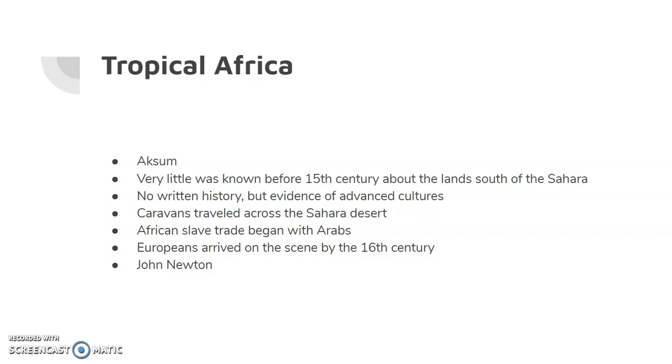And part of this reason has to do with the fact that the nations in this area did not have a written history. And without a written history, it's hard for what happened to be passed down. But archaeologists have found evidence of advanced cultures in the area. People who would have come into contact with these nations would have been caravans who traveled across the Saharan desert. This would have been in the Middle Ages, and they would have interacted with cities like Timbuktu and Gao, and they would have been there for gold and ivory, and they would have been there for slaves.